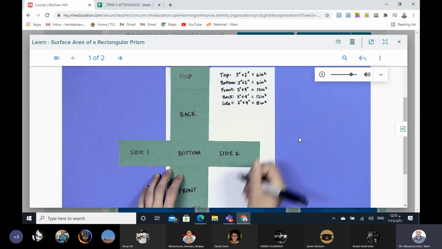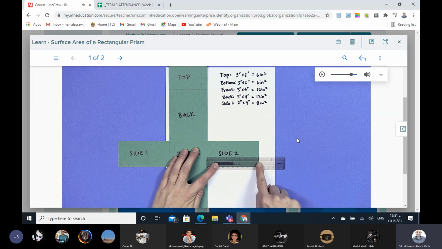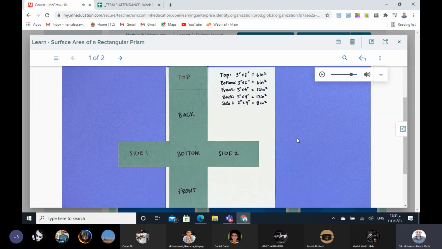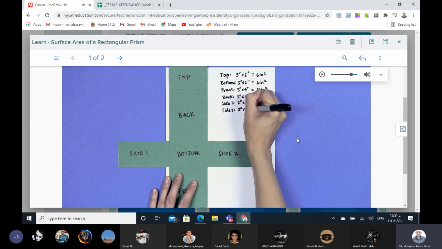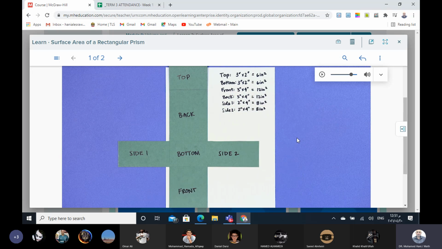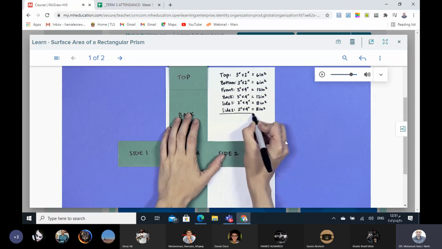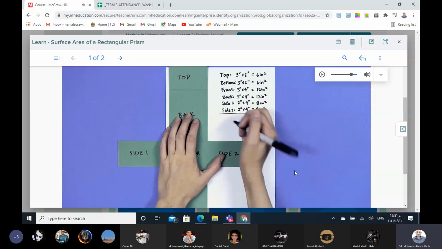Side 2 will have the same dimensions as side 1. Now that the area has been calculated for each face, as you see, at first we calculate the areas of all faces: top, bottom, front, back, side 1, side 2. Then, when we want to find the surface area, we add all the areas.